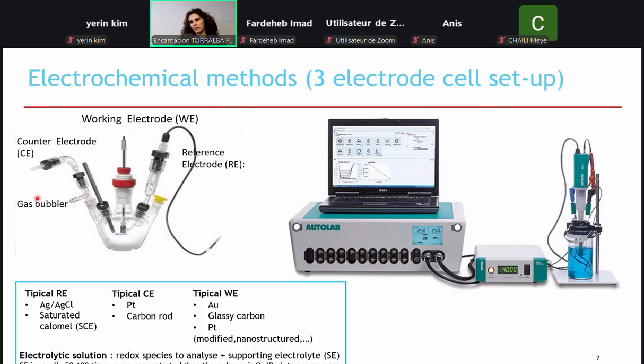Can someone remind me the counter electrode, what is its purpose? Or the auxiliary electrode?